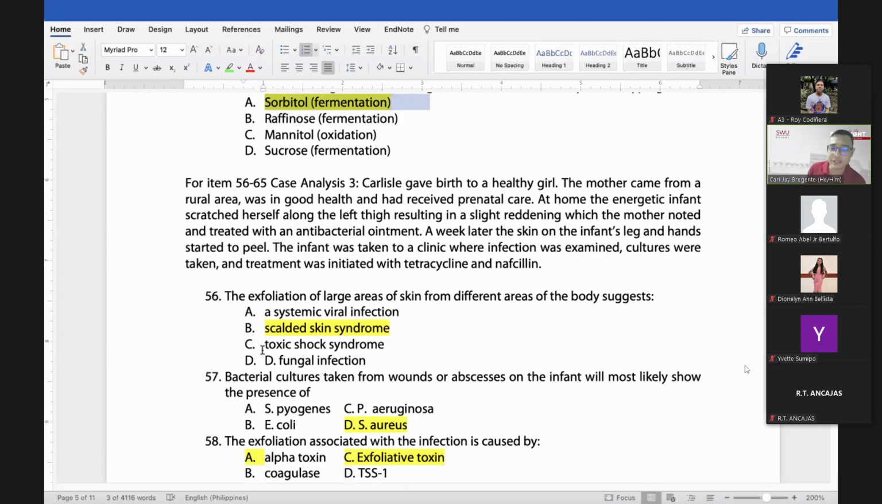So, the exfoliation of large areas of skin from different areas may suggest, among them, the closest answer is scalded skin syndrome. Okay, you have the skin as your clue. Toxic shock syndrome, usually this is bacteremic in nature. Obviously, this is not a viral infection, nor a fungal infection.